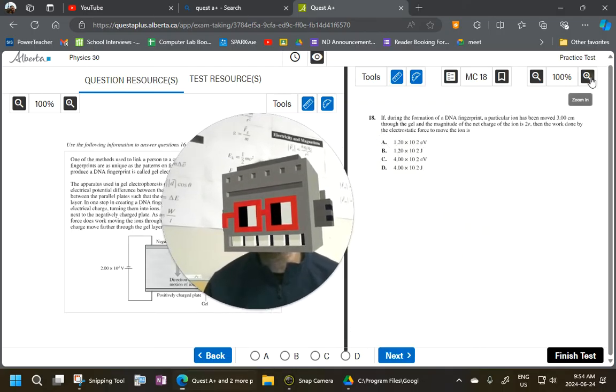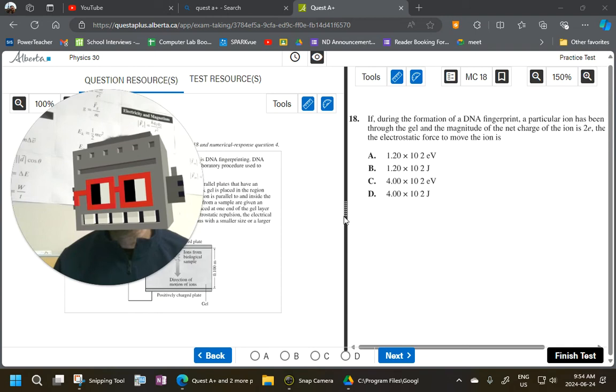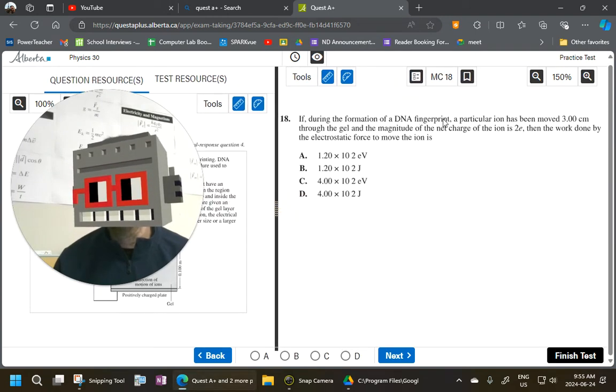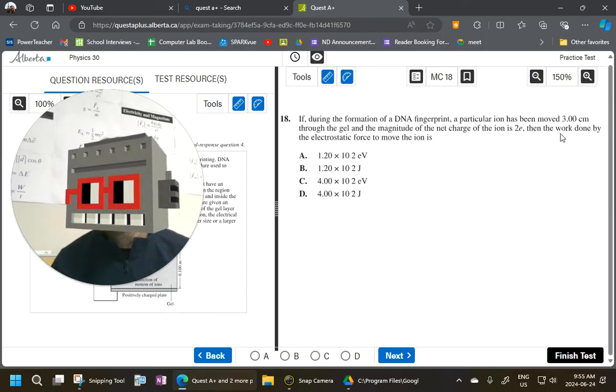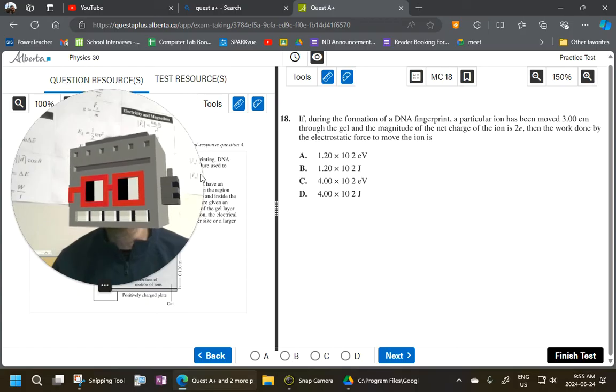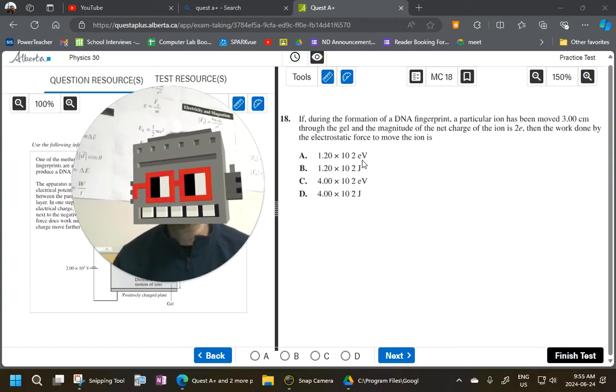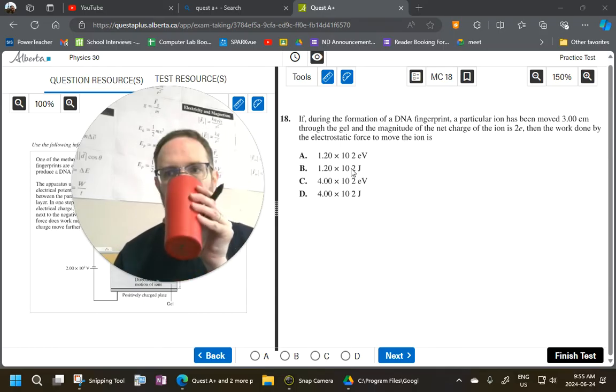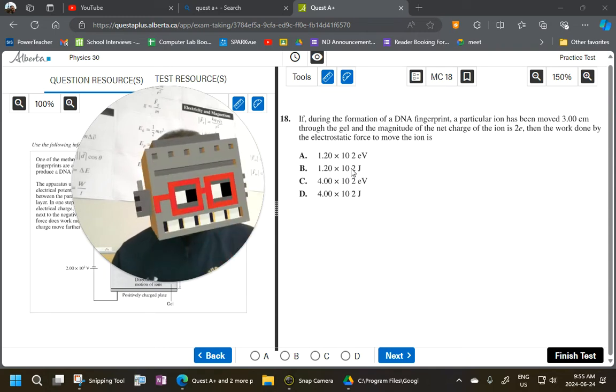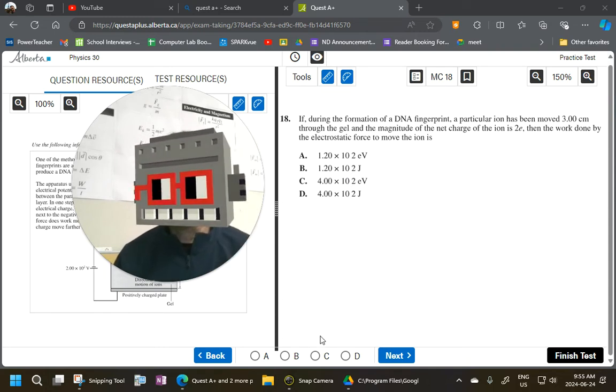Okay, during the experiment, so this might be a bit harder. During the experiment, the DNA moves 0.3 through the gel. What do we have to do here? Then the work done by the electrostatic force to move the ion is what? So we're looking for that change in energy here. I don't know what happened here. That's probably supposed to be 10 to the power of 2 rather than 102 like that. Right. So how are we going to determine what the work done is? So that's my delta E. So we have to determine the voltage.